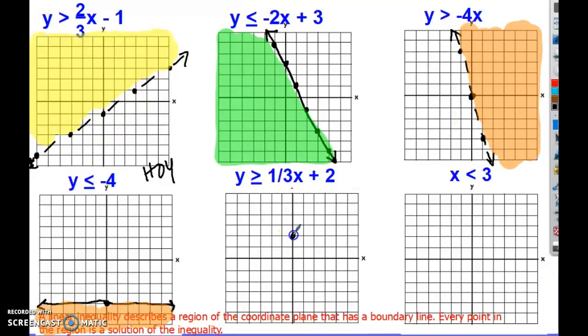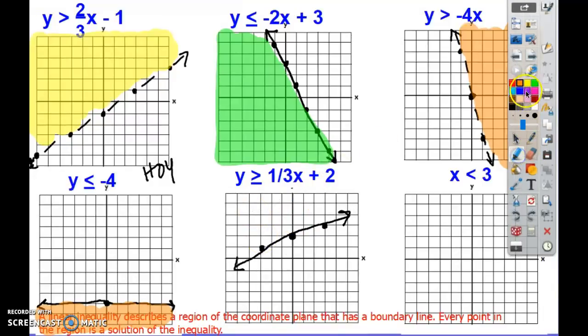Okay, so we start at 2, and we go up 1 to the right 3. Again, time is running out on me. Is it a solid line? Yes, it's a solid line because it's equal to. My lines are getting horrible. Where are we shading? Find your y-intercept. Greater than is above the line, so we are shading above the line.